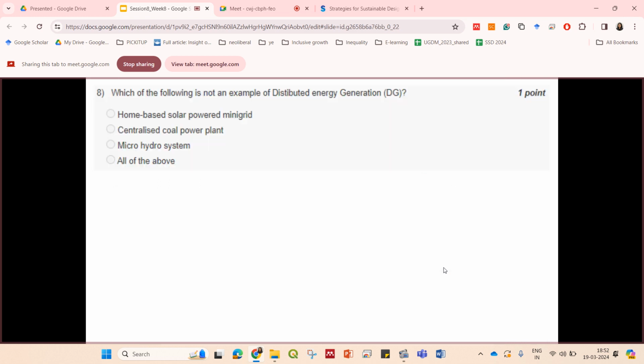Moving on to the next question, which is: which of the following is not an example of distributed energy generation? And you have options: home-based solar power mini grid, centralized coal power plant, micro hydro system, or all of the above.